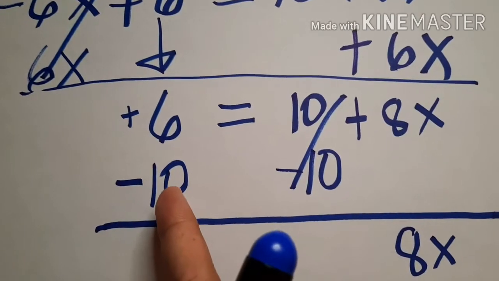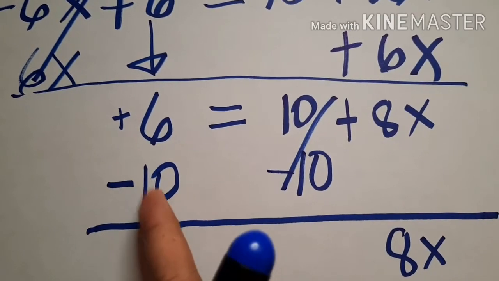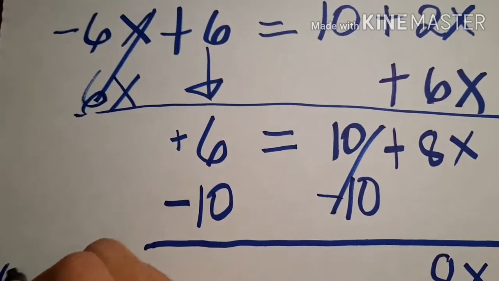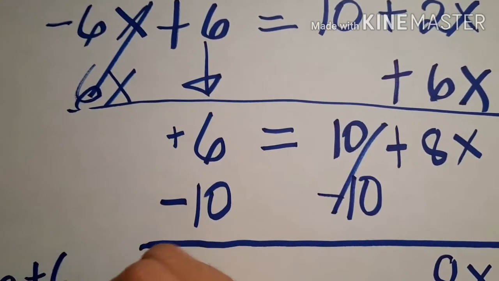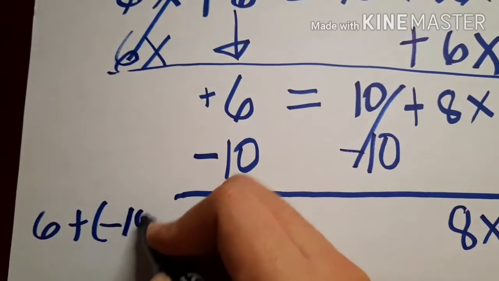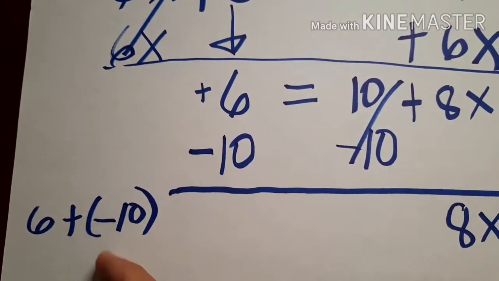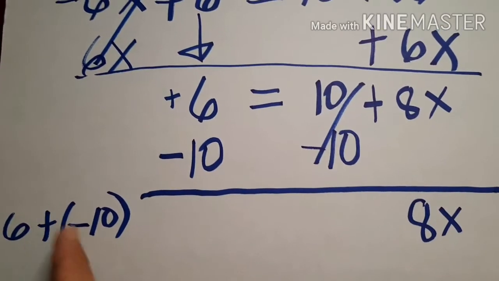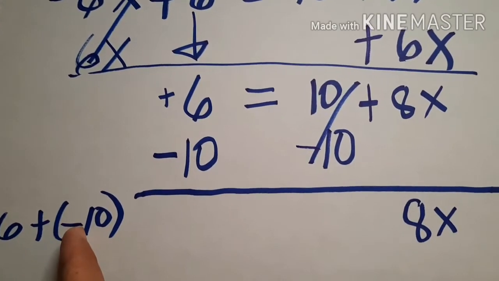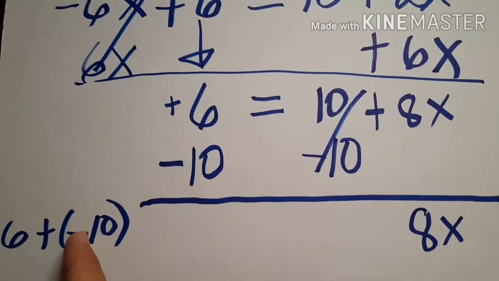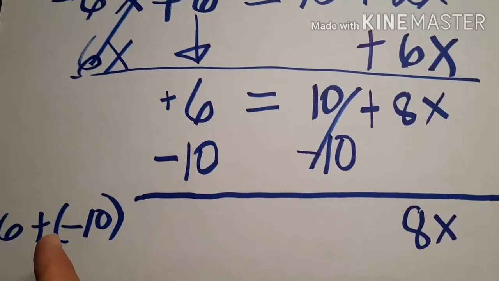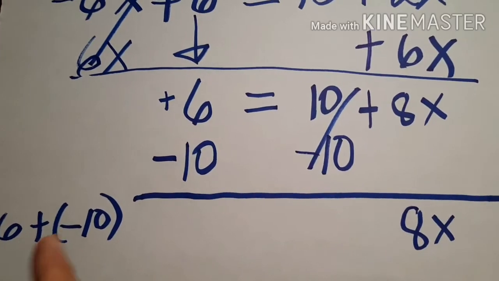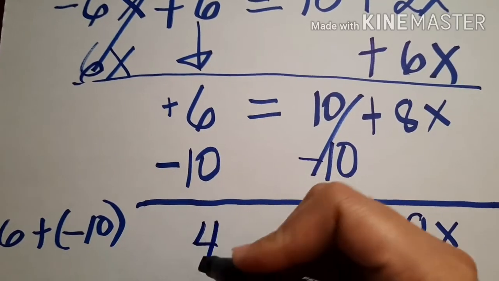And what happened to positive 10? It will now become negative 10. So this would go like 6 plus negative 10. So we are now under adding integers with unlike signs. When we add integers with unlike signs, we simply subtract the numbers. So what's 10 minus 6? That would give us 4, right?